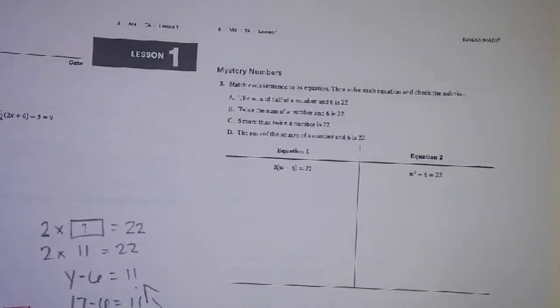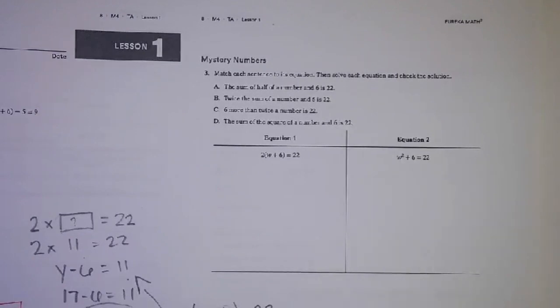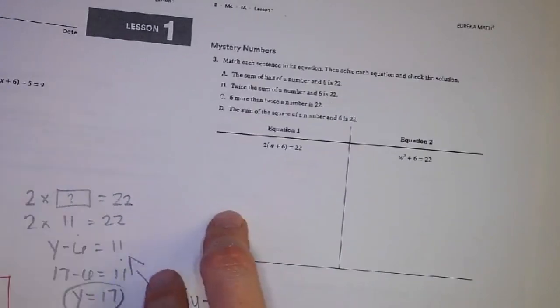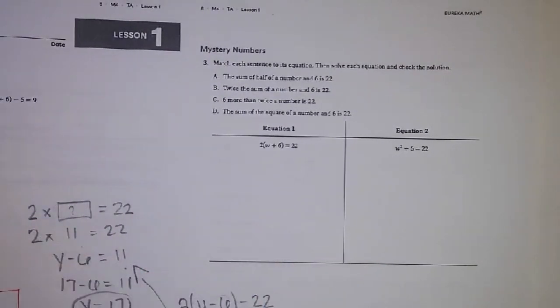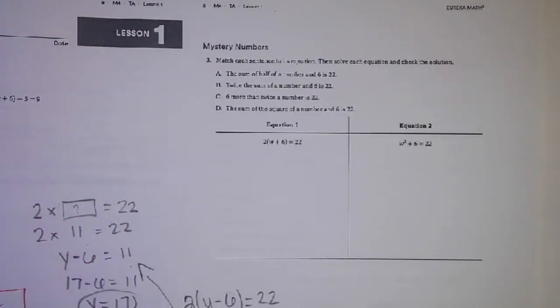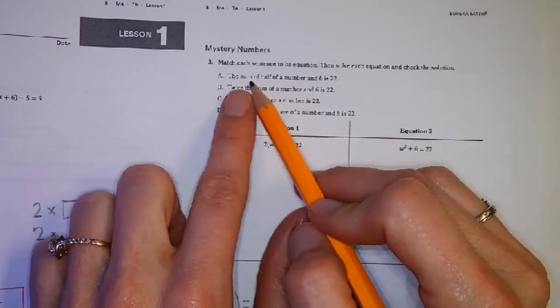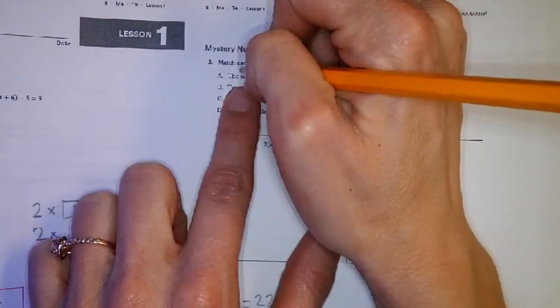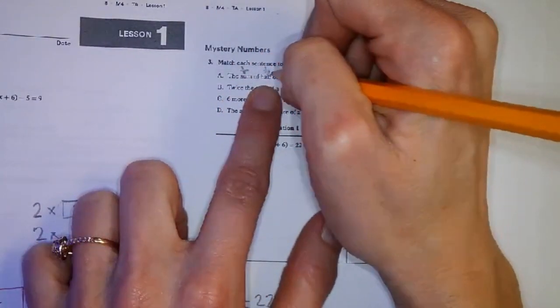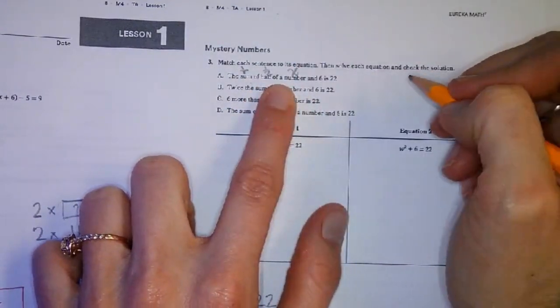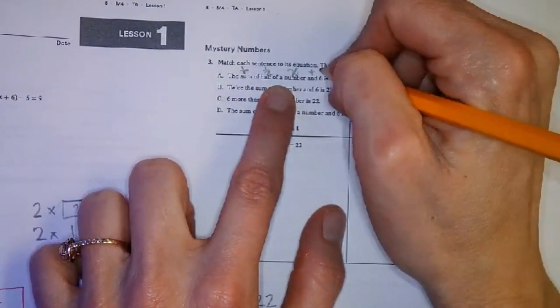So let's keep going. We're talking about mystery numbers. They want us to match each sentence to its equation, then solve each equation and check the solution. One way that we talked about it in class was that we were discussing important words that you use in number sentences in order to be able to rewrite the sentence as an equation. So we're looking at words like sum. We know that sum is addition. We know that half, and there's a number that we don't know, and that's addition.